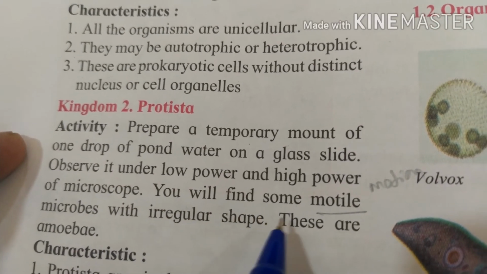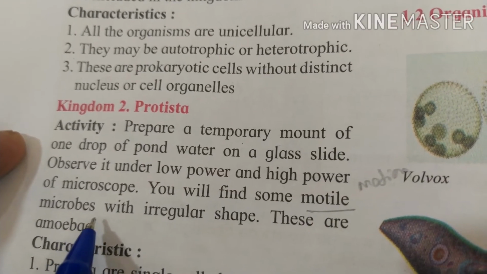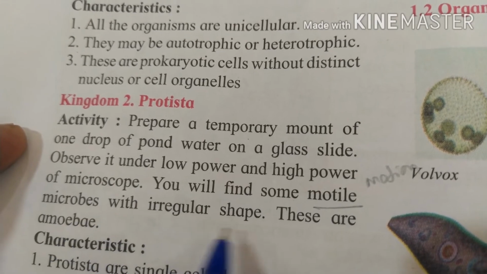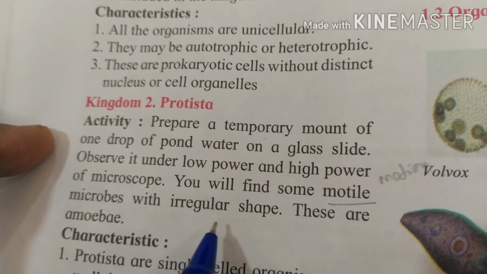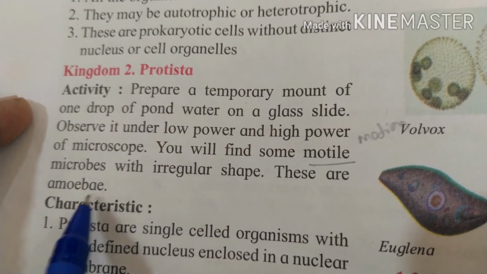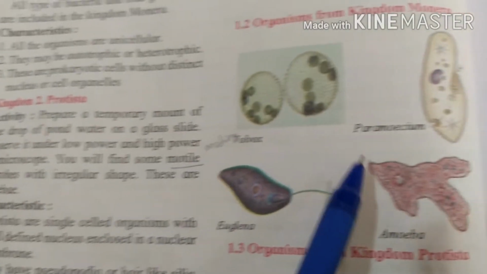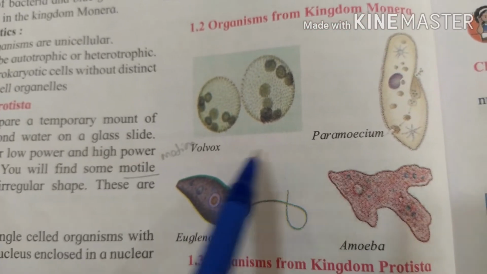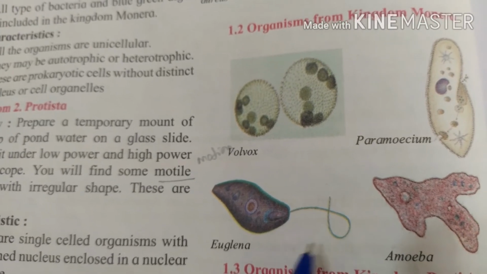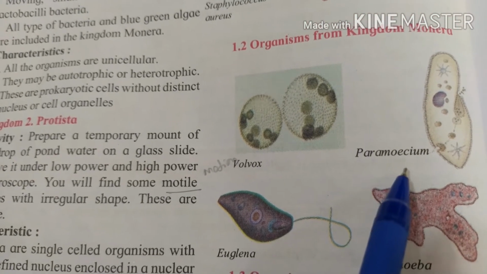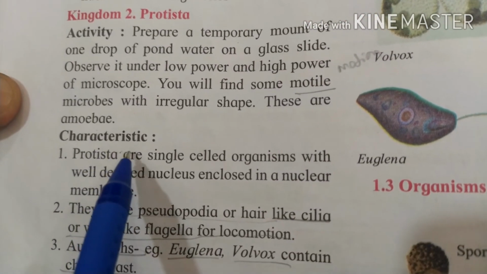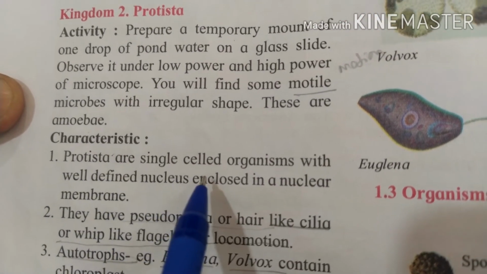You will find some motile microbes. Motile means movable. Those are microbes with irregular shape. They will not have a regular shape, they have an irregular shape. These are amoeba. So amoeba we know. You see some organisms given here that come in this kingdom Protista: Euglena, amoeba, paramecium, volvox.